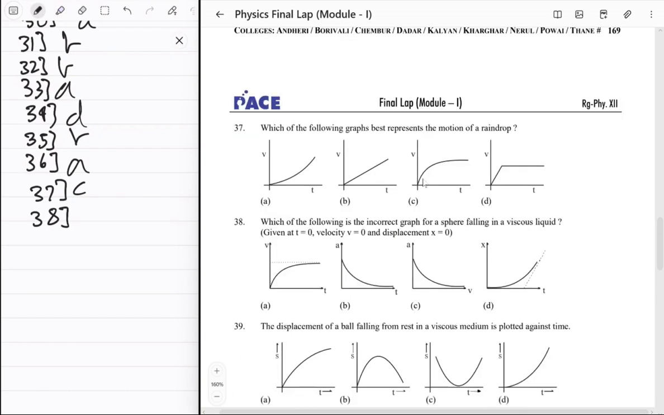The following is the incorrect graph for a sphere falling in a viscous liquid. Okay. A is the correct graph, since at some point it reaches terminal velocity. What about velocity, acceleration, and displacement? After some point the displacement becomes linear. Initially it's zero and going up like a parabola, while velocity is going up like a line. So D and A seem correct. What about B and C?